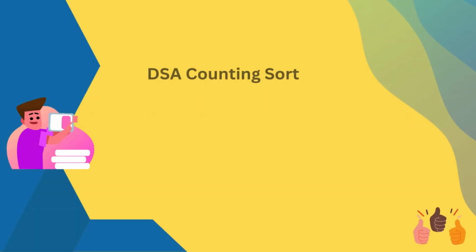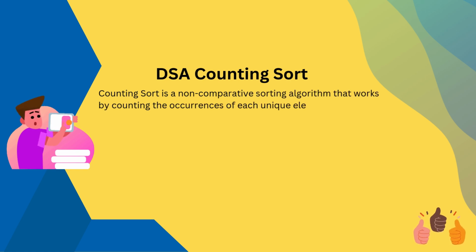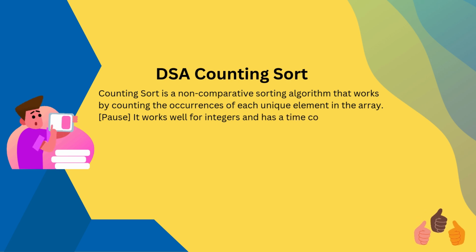Counting sort is a non-comparative sorting algorithm that works by counting the occurrences of each unique element in the array. It works well for integers and has a time complexity of O(n + k), where k is the range of input.